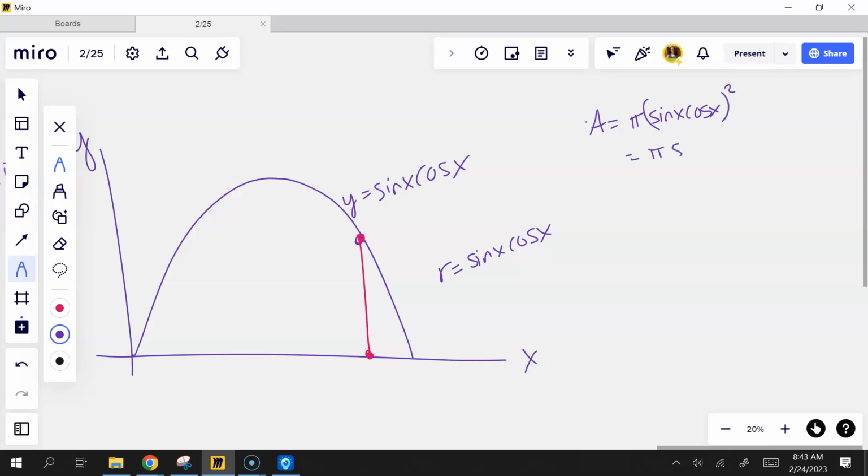Or pi sine squared cosine squared, either or. I still have one more slight problem. What is that? I don't know what that is. I don't know where to stop it.